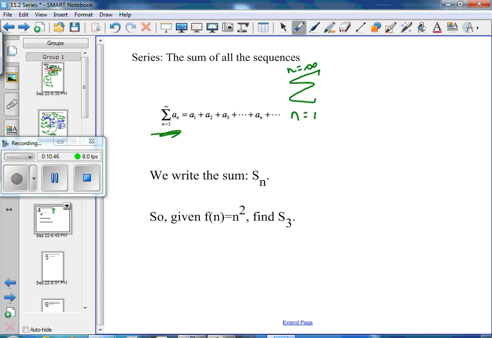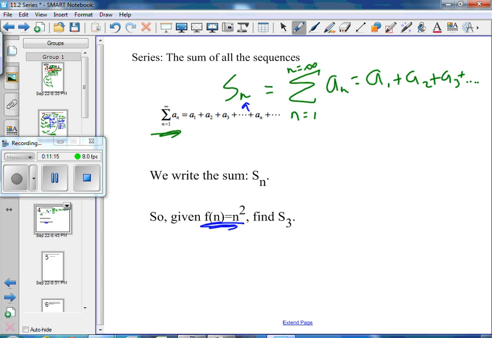So that would be adding up every single term of a sub n, and that equals my first term plus my second term plus my third term, all the way up to my infinite term. And this sigma notation we write as s sub n. So it's this s being for the sum of all n terms. Well, let's see what that looks like.